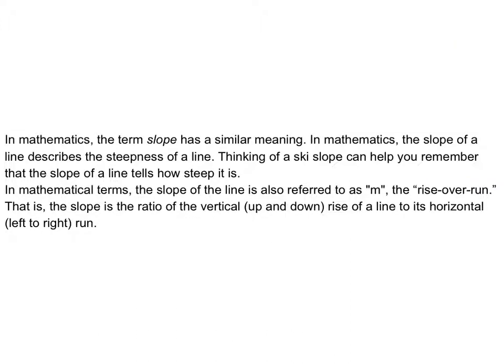In math, the term slope has a similar meaning. In math, the slope of a line describes the steepness of the line. Thinking of a ski slope can help you remember that the slope of a line tells how steep it is. In math terms, the slope of the line is also referred to as m, the rise over run. That is the ratio of the vertical, or up and down, rise of a line to its horizontal, or left to right, run.